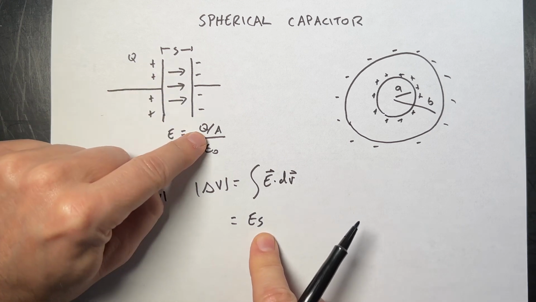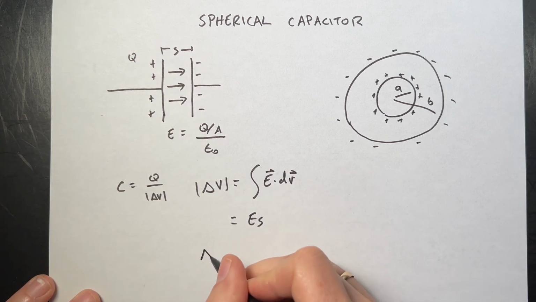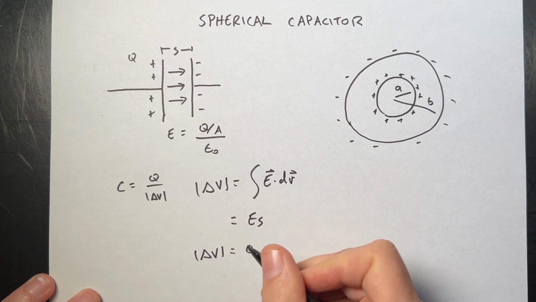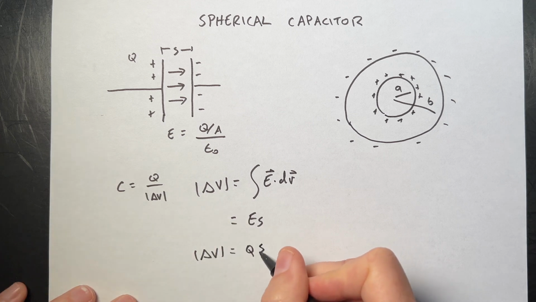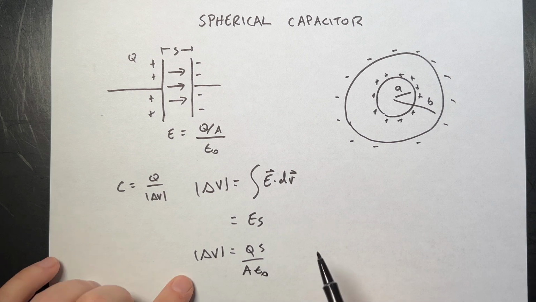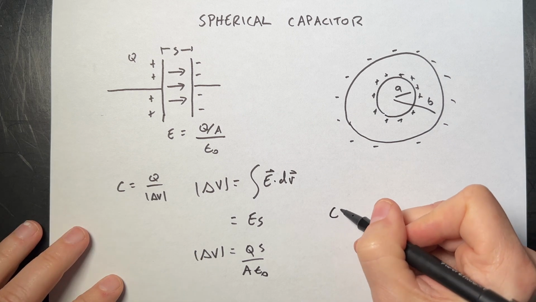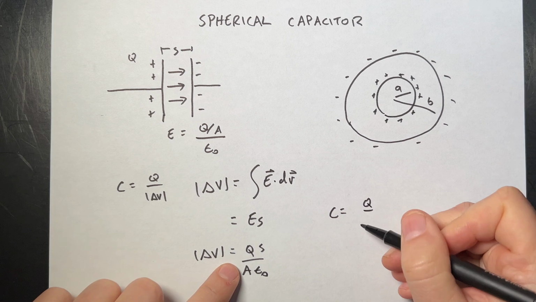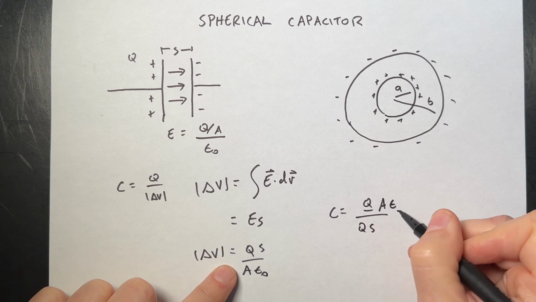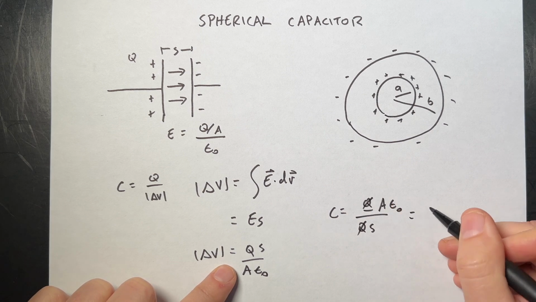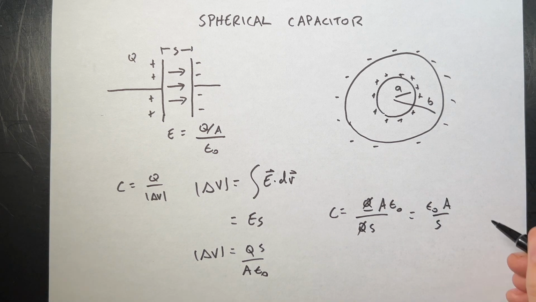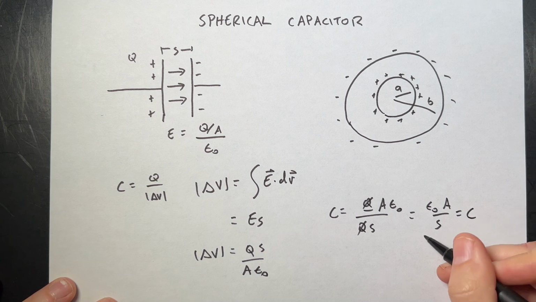Now, if I put in the electric field, delta V is going to be Q times s over A epsilon naught. Now, let's put that in up here. C equals Q over this, which is Q s over A epsilon naught, inverted. Oh, look at that, the Q's cancel just like they're supposed to. C is epsilon naught A over s. And that's the capacitance of a parallel plate capacitor.